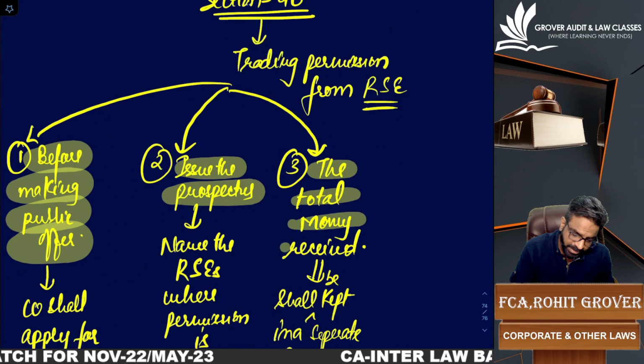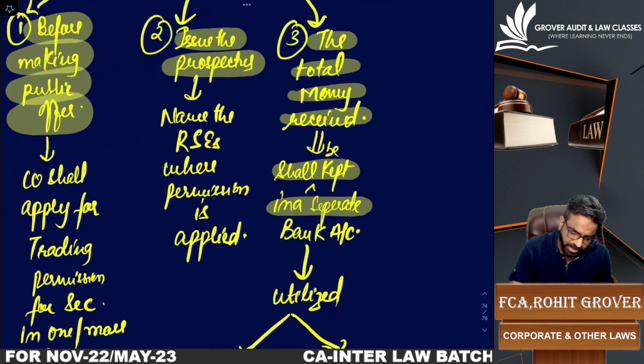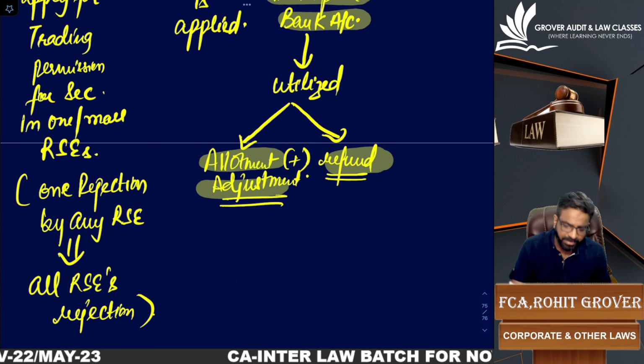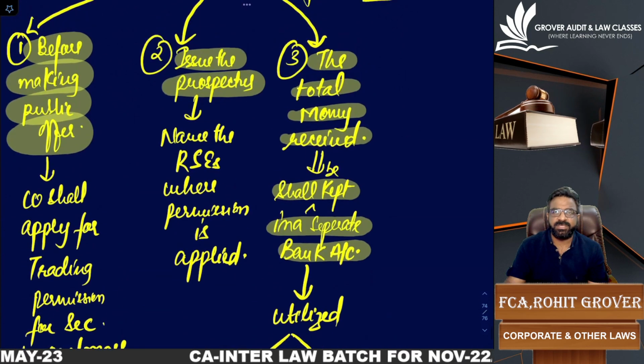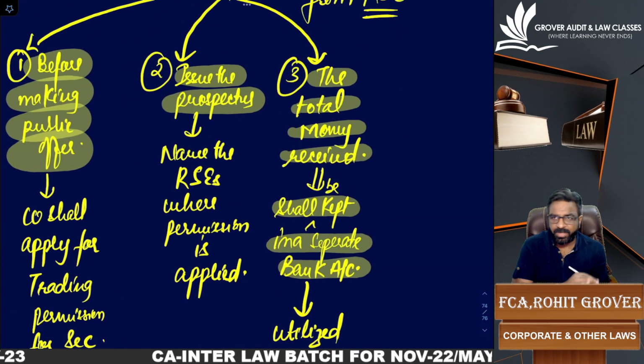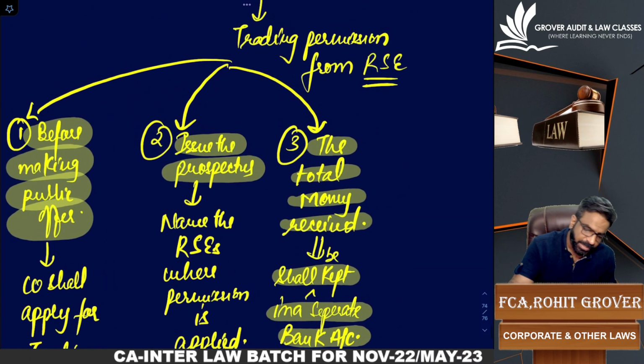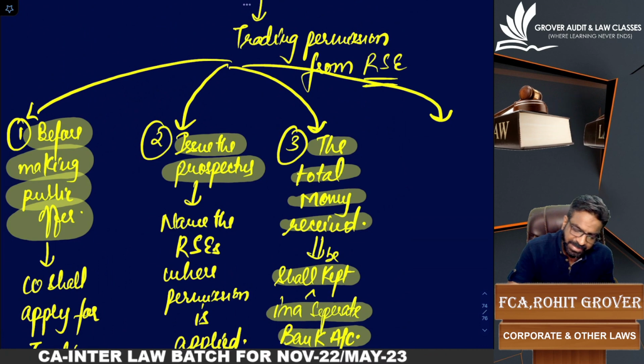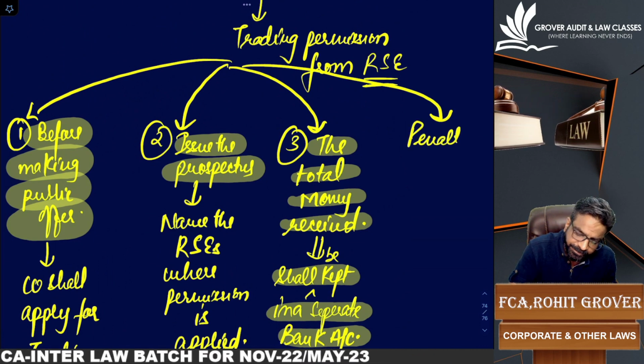The total money received shall be kept in which account? A separate bank account, to be utilized only in the case of allotment and refund. Everyone, please write in the comment box so that I can move to point number 4. In point number 4, we are going to understand: sir, is there any penalty?